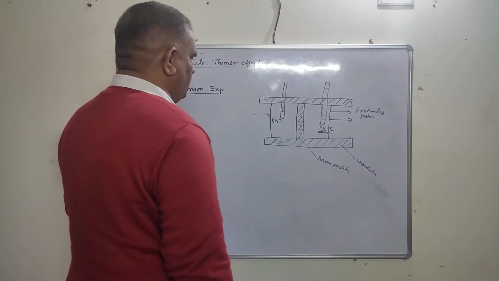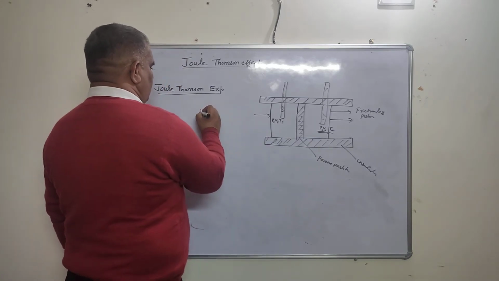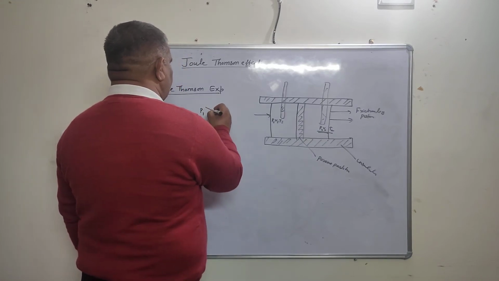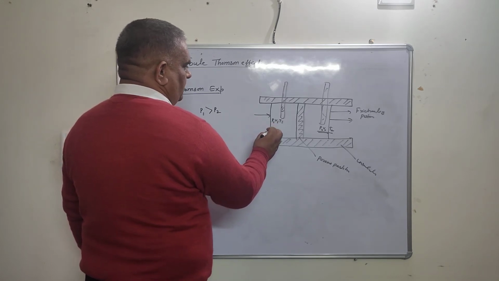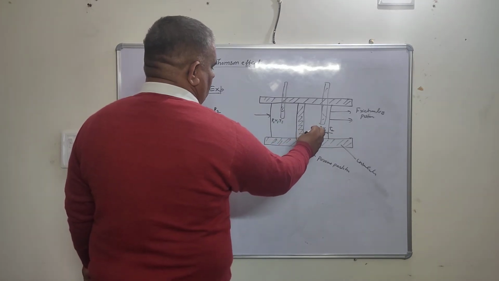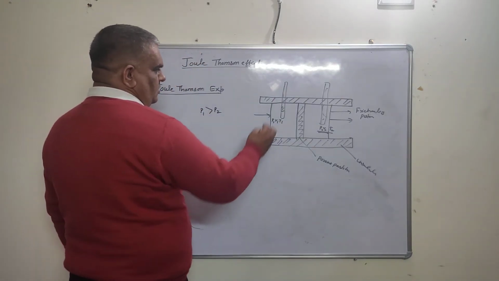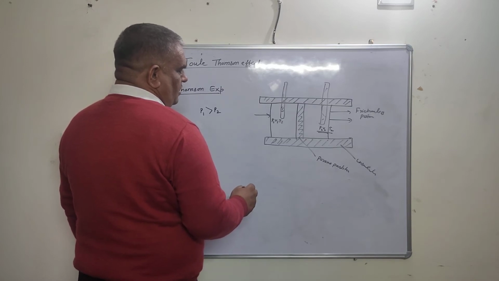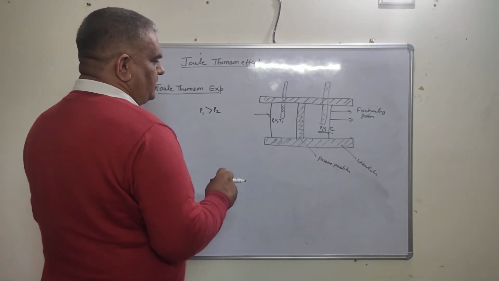If the pressure on the left hand side is P1, and P2 is the pressure on the right hand side, and P1 is greater than P2, when the piston is moved from volume V1 to volume V2 at low pressure P2, a number of experiments for the gases were performed, and it was found that all gases are cooled except hydrogen and helium.